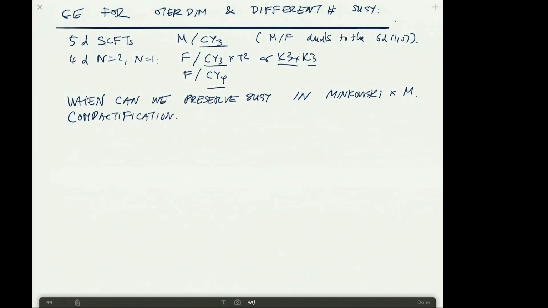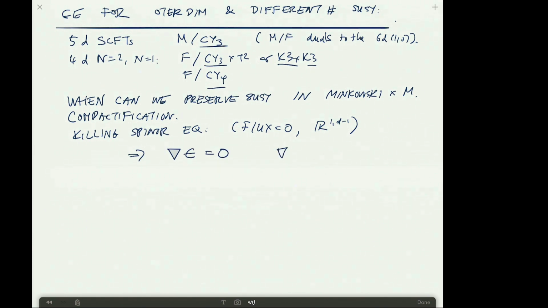And for this, we of course have to look at the Killing spinor equations. Which essentially say, without fluxes for the moment, and assuming Minkowski space, that you have to have some covariantly constant spinor on your space-time. So nabla epsilon equals zero.